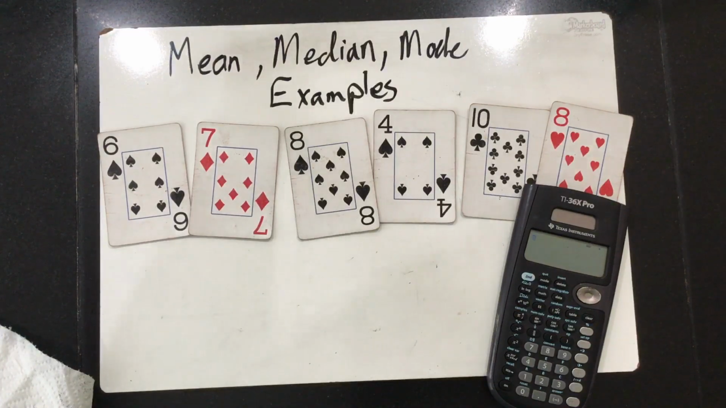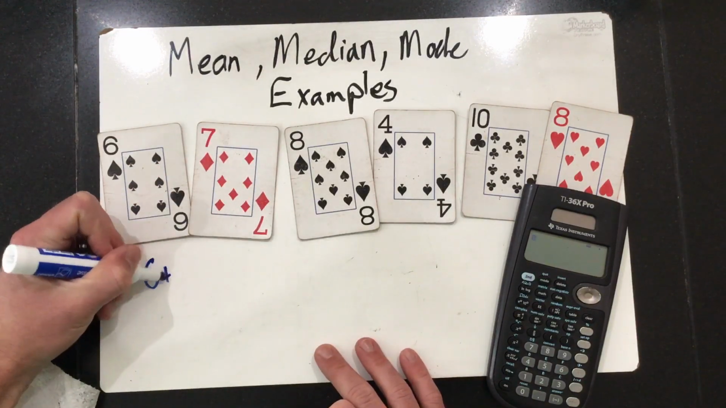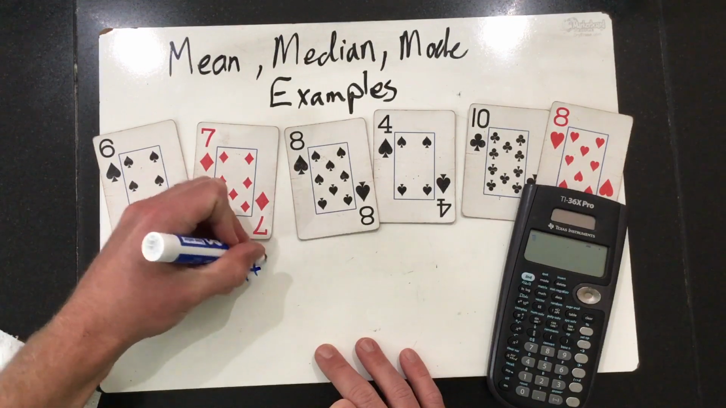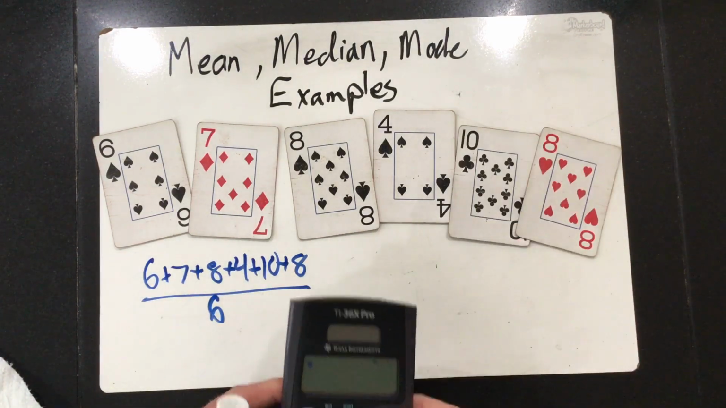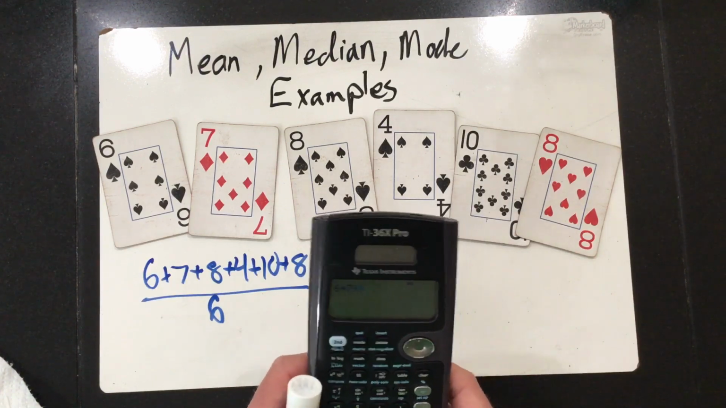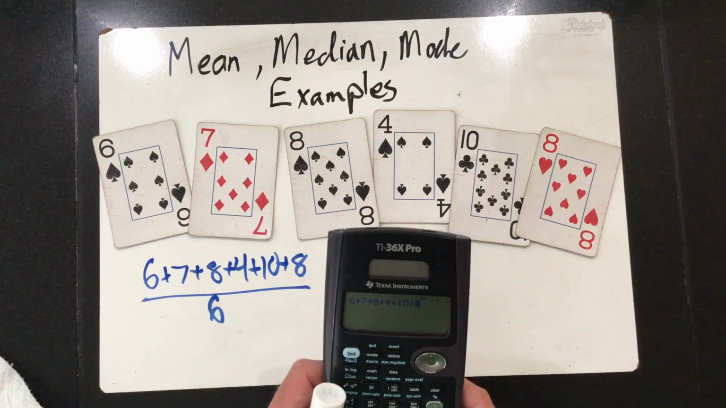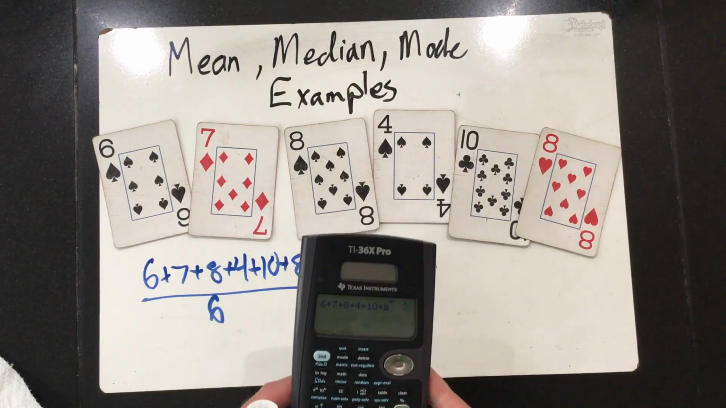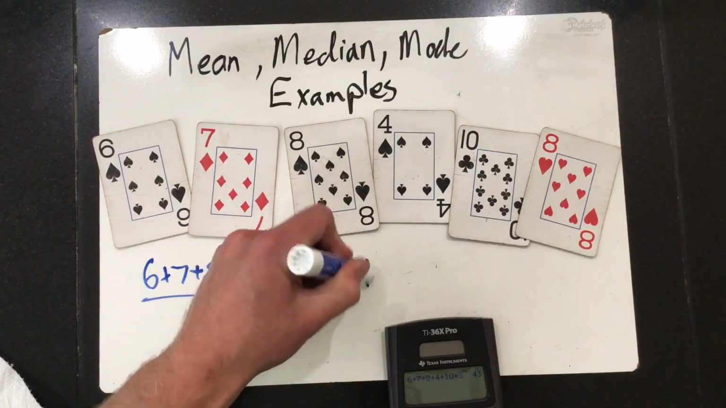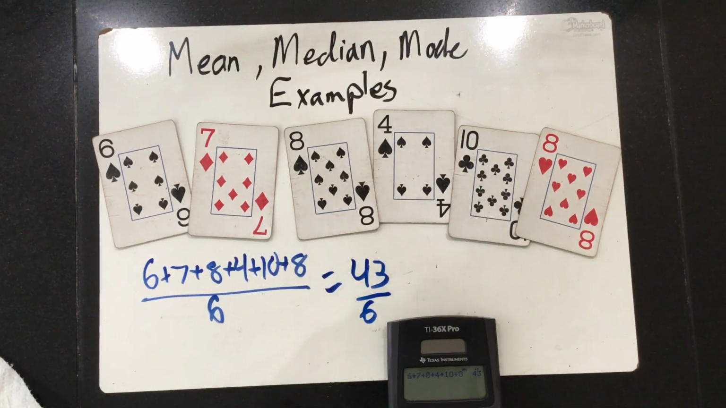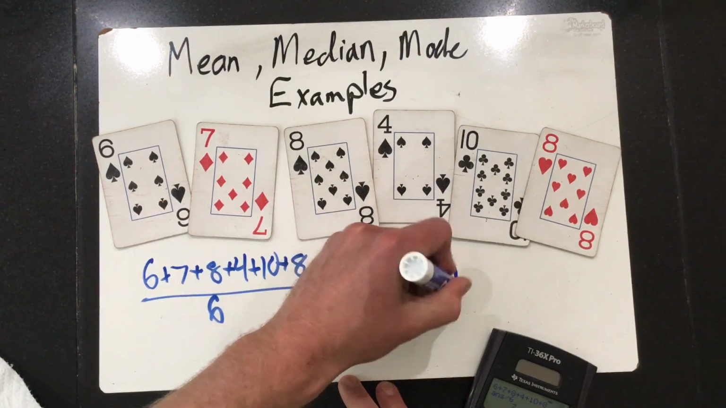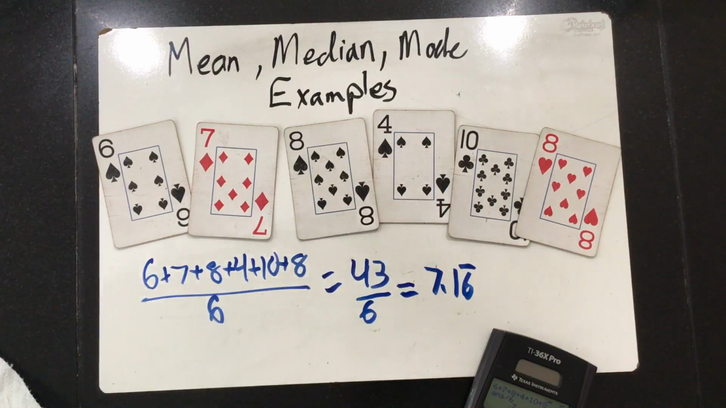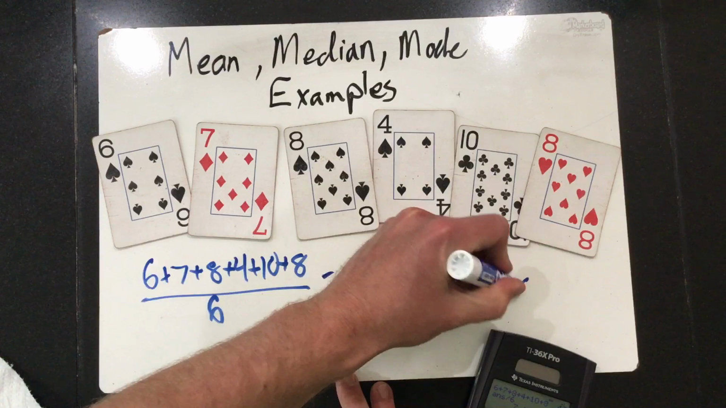All right, so for the mean, we have to add them all up. So we go 6 plus 7 plus 8 plus 4 plus 10 plus 8. And this time we divide this by 6 because there are 6 numbers. That gives me 43. And I'll be dividing this by 6. 43 divided by 6, and I have 7.16 repeating. And so there's my mean. I'll write that in right there, mean.